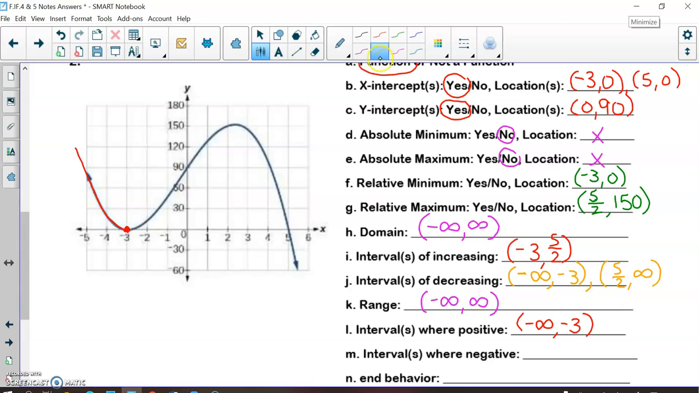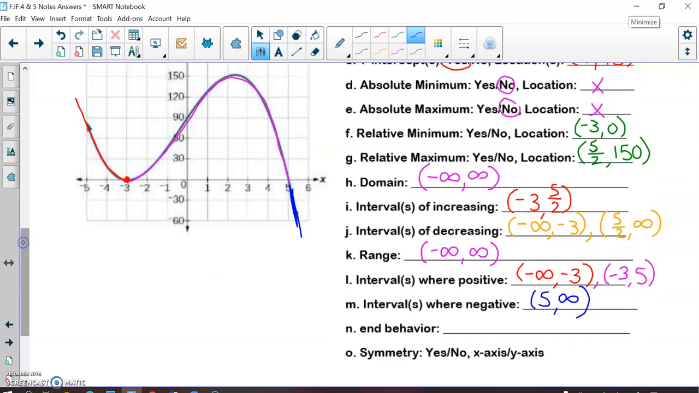But then my y values start being positive again from -3 all the way to an x value of 5. And then my y values start to become negative after the x value of 5. So that's 5 until the x value of infinity.